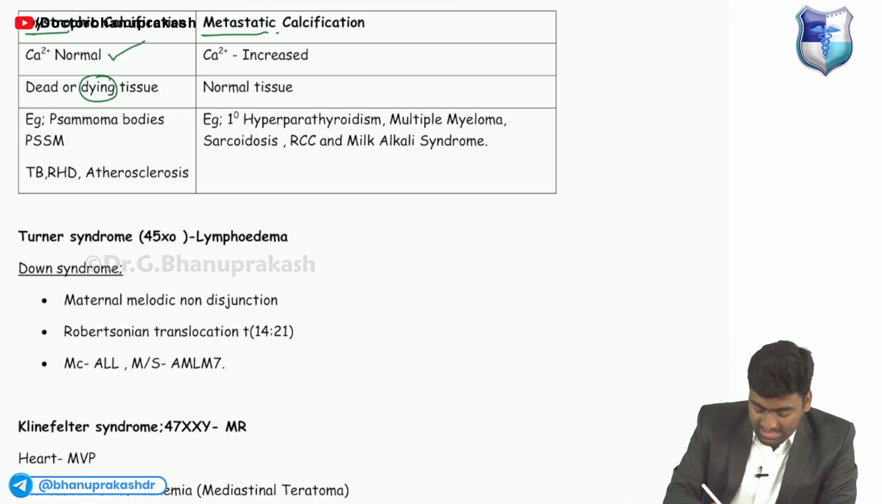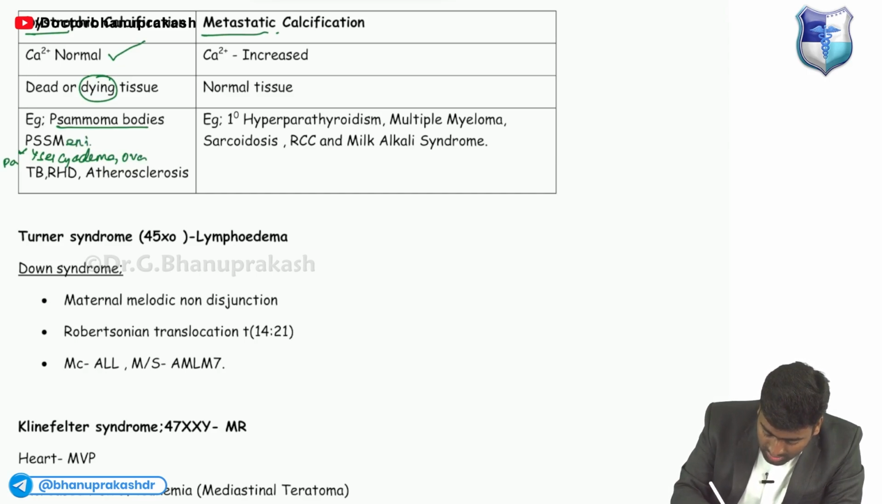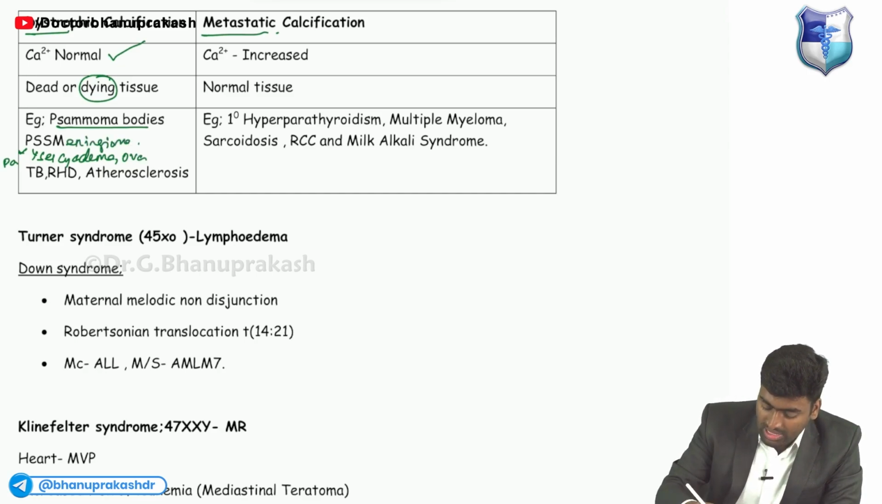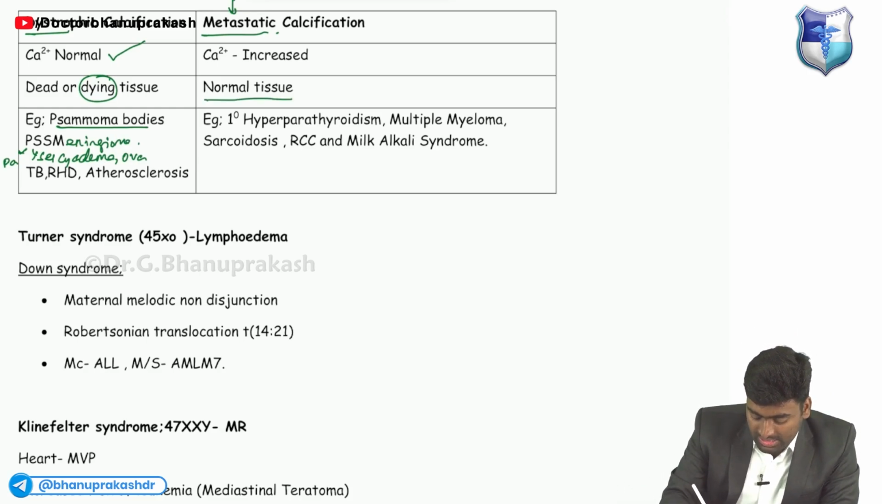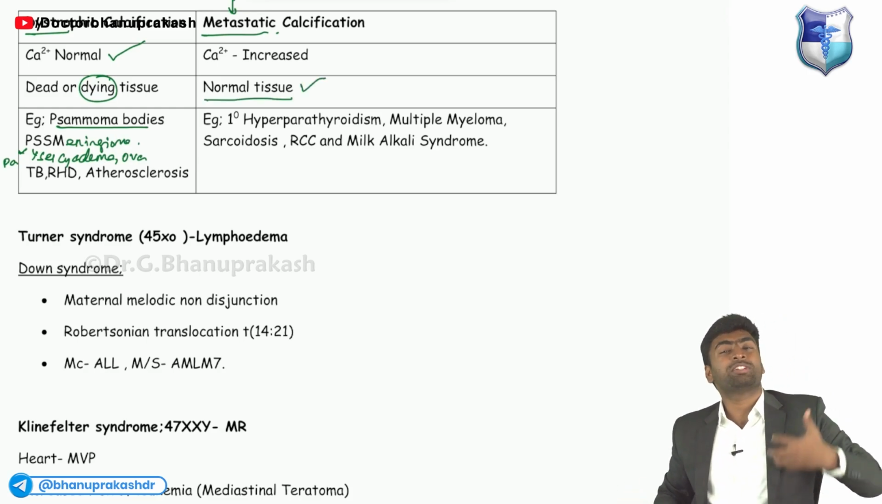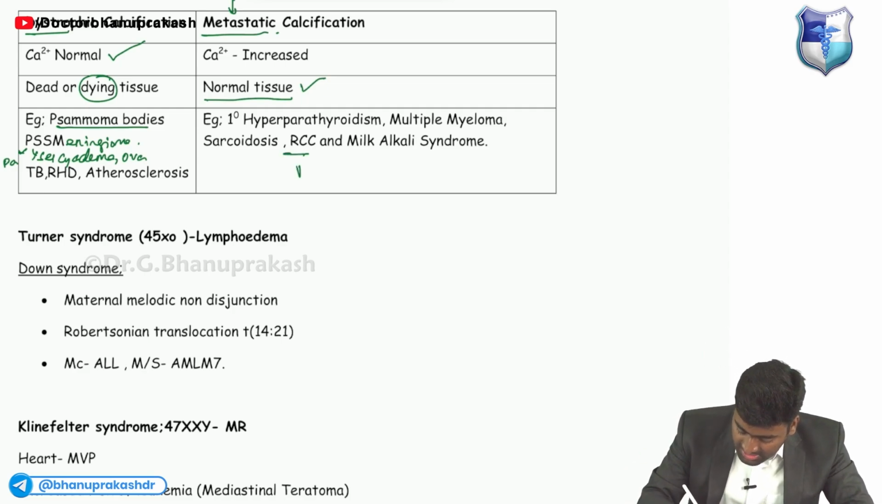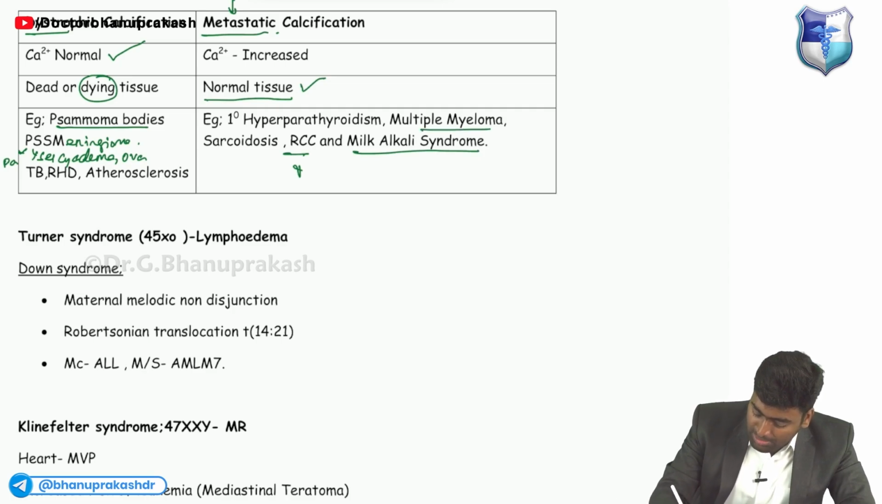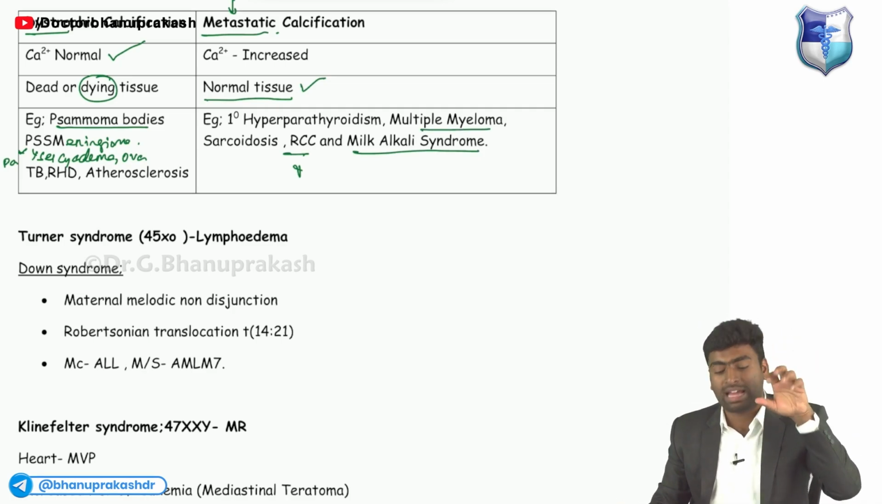Examples of this are our favorite psammoma bodies: papillary carcinoma thyroid, serous cystadenoma of ovary, and meningioma. Then metastatic calcification is usually seen in normal tissue. Why is it deposited into normal tissue? Because there will be increased calcium, and it is seen in RCC, milk alkali syndrome, and multiple myeloma. So remember in multiple myeloma, one of the criteria is hypercalcemia.